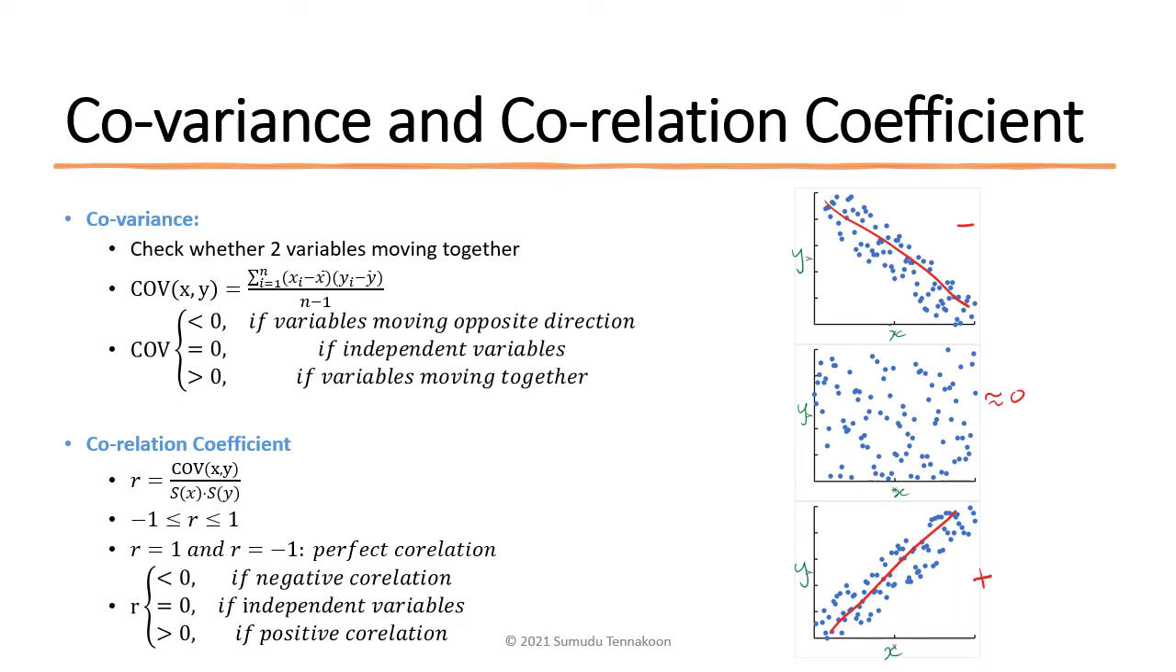You can see on the right side three diagrams. The first one has a negative correlation, so when x increases, y decreases. In the second one, we don't have any relationship between x and y, so we say the correlation coefficient is 0. We can think of the values as randomly scattered. And the third one, when x increases, y also increases. That is a positive correlation.